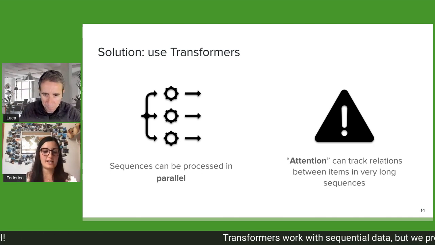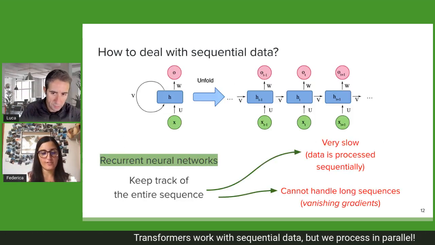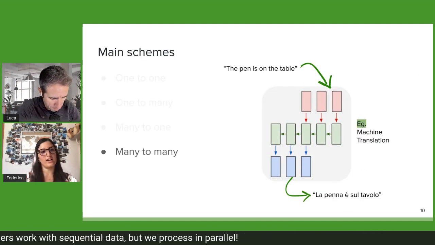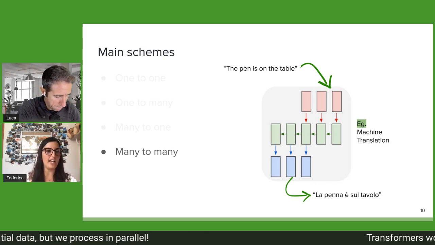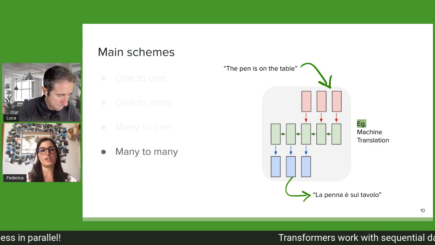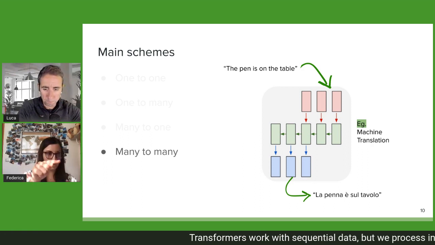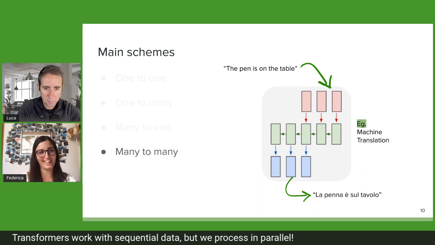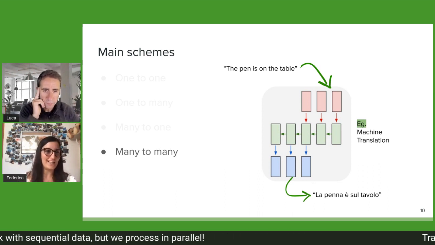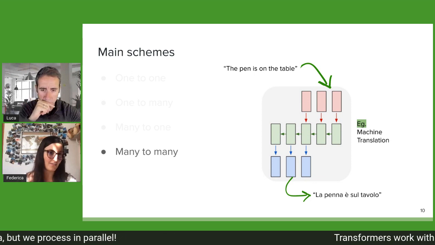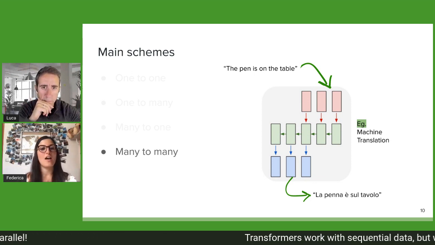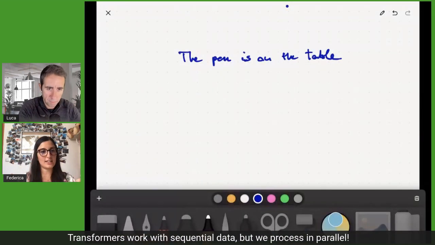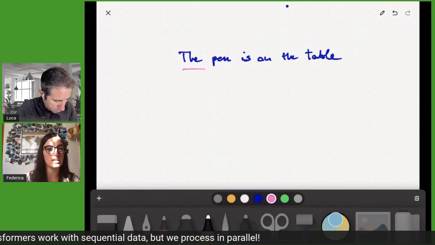So, for instance, let's say we want to process the sentence that I had before. The pen is on the table. If we work with an LSTM or an RNN, we have to first process "the", then we process "pen", then we process "is", and we process "on", "the", and then "table". So you get that this is quite heavy from the computational point of view. When we work with transformers, we can take the whole sentence and give it as an input to the transformer.